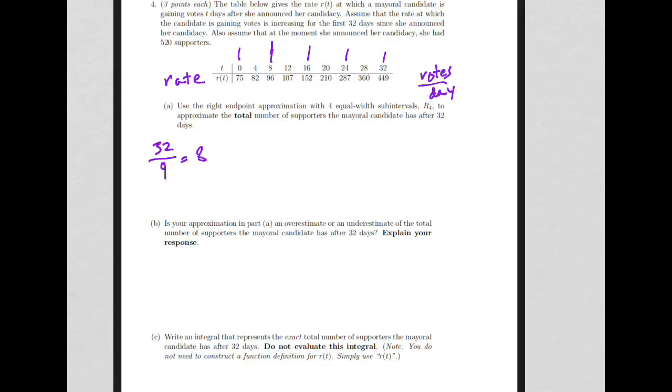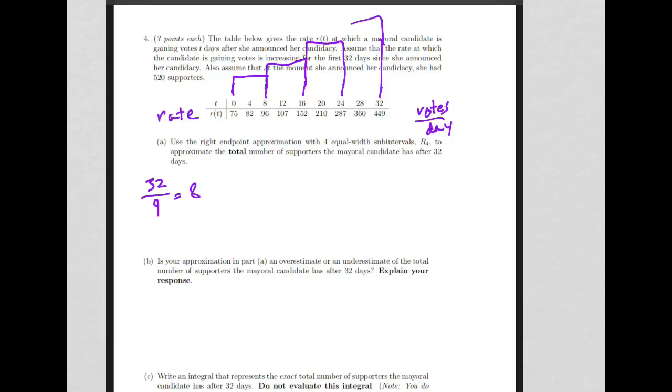And so if this is 96, actually that's kind of gross. Oh, I'll go up in here. So we're going up to 96, 152, 287, and 449. So this is at 449, 287, 152, and this one's at 96 because it's a right sum. And then the width is always 8.